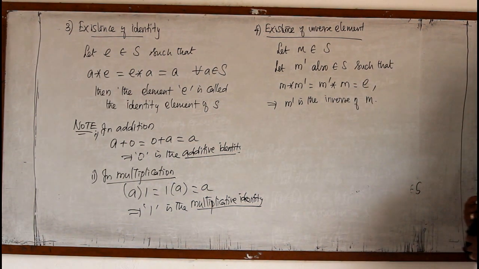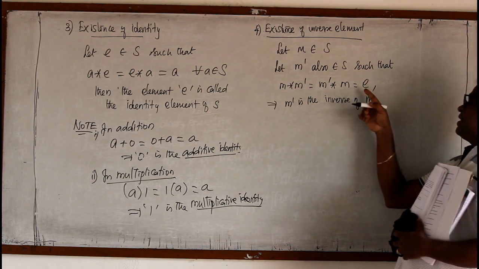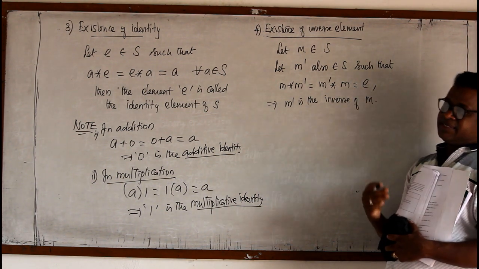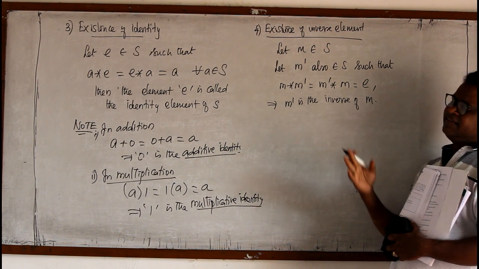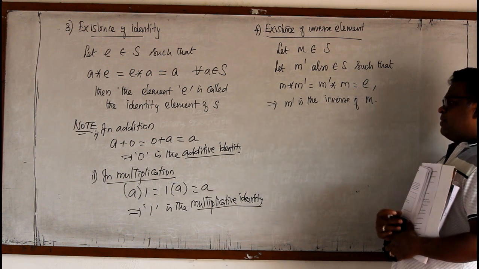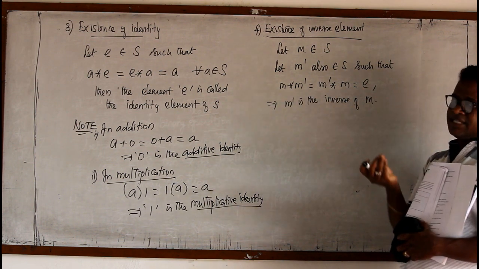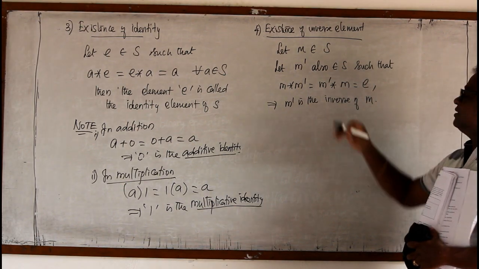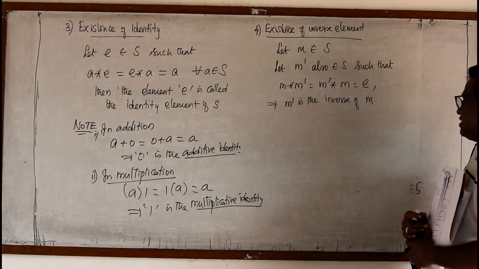So, when I operate two elements and if I am getting identity as the answer, then one of the elements is the inverse of the other, which we already studied in other topics also. So, when I operate two elements and get identity as the answer, then we say that element is the inverse of M.